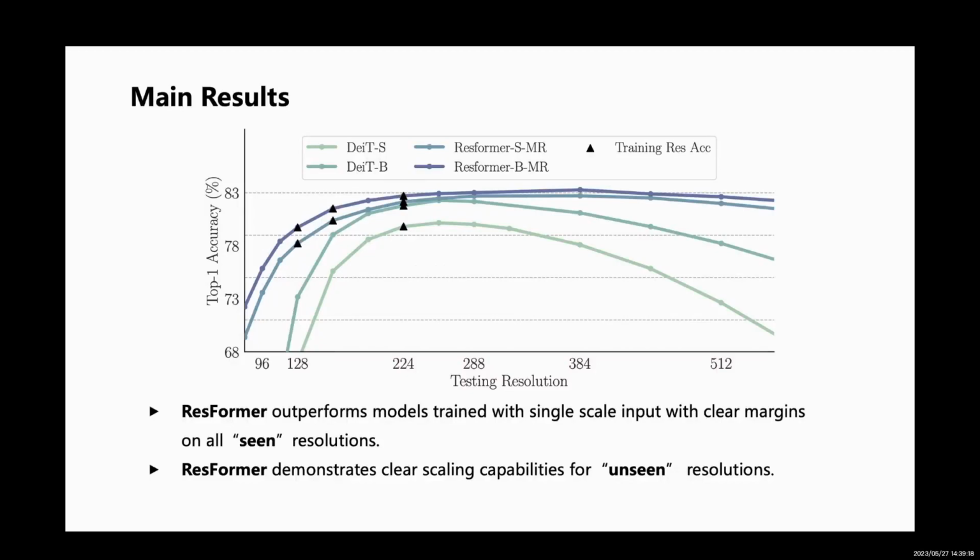As a result, compared with vanilla ViTs, ResFormer demonstrates superior performance over a wide scope of resolutions. On one hand, ResFormer outperforms models trained with single-scale input with clear margins on all seen resolutions. On the other hand, ResFormer demonstrates clear scaling capabilities for unseen resolutions.